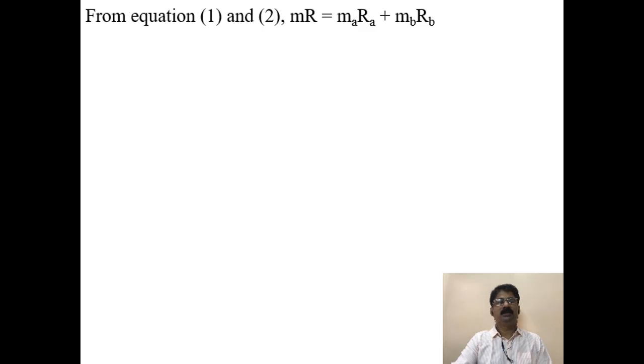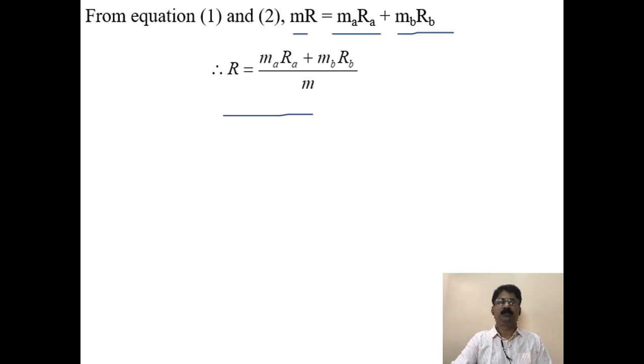Now from equations 1 and 2, you can write MR = MA RA + MB RB. Now R = (MA RA + MB RB) / M. So this is the expression for the gas constant of the mixture. Here MA is the mass of the constituent gas A, RA is the gas constant for A. Similarly, MB is the mass and RB is the gas constant for the constituent gas B. M is the total mass of the mixture.